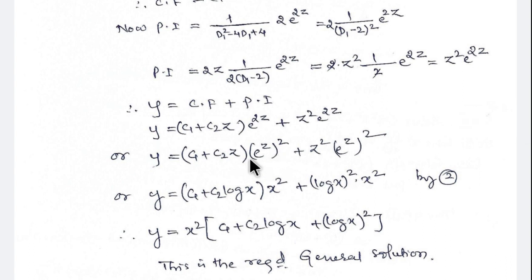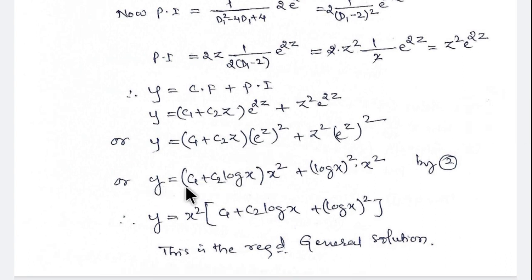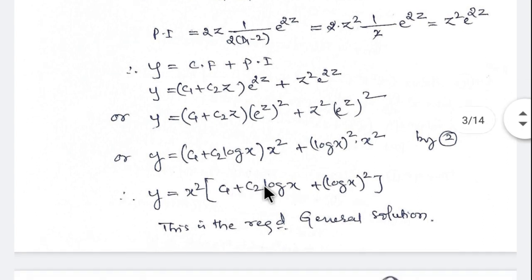To get the general solution of the given equation, substitute back the transformation: y equal to c1 plus c2, z is replaced by log x, and e raised to z is replaced by x, so you get x square, plus z square is log x whole square into x square. This is by using the two above transformations. So finally, y is equal to x square common, x square into bracket c1 plus c2 log x plus log x whole square. This is the required general solution of the given equation.